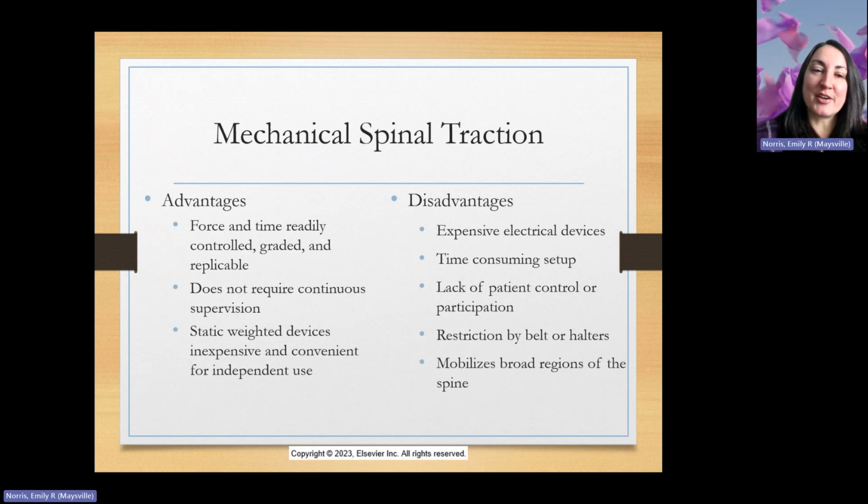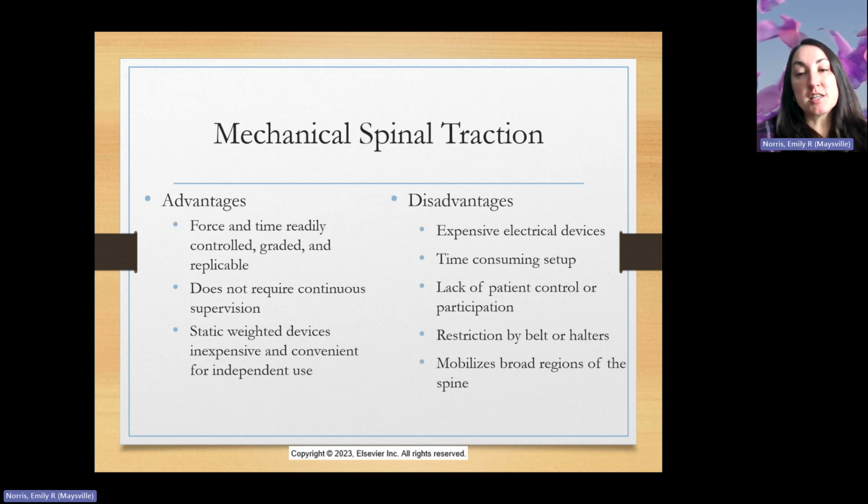Mechanical spinal traction, sorry. Some of the advantages and disadvantages. Some of the advantages is that the force and the time are completely controlled, graded, and replicable. You can replicate them easily and document them easily. It doesn't require continuous supervision. The devices aren't super expensive. They're pretty convenient. Some of them the patient can take home with them and use at their convenience. They're typically pretty easy to use.